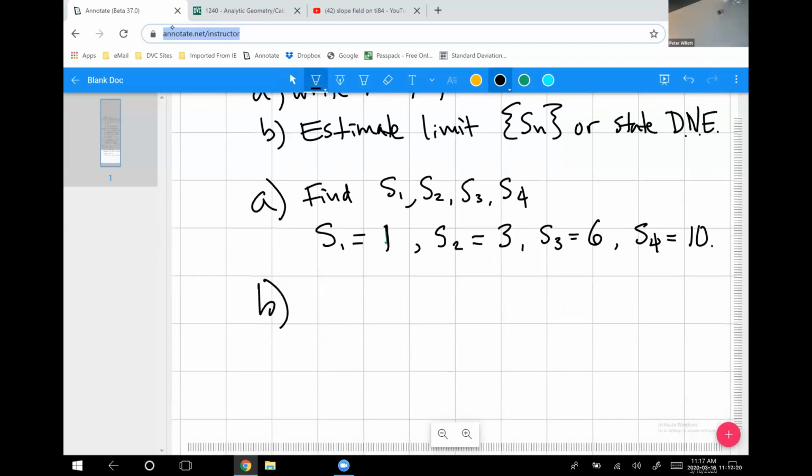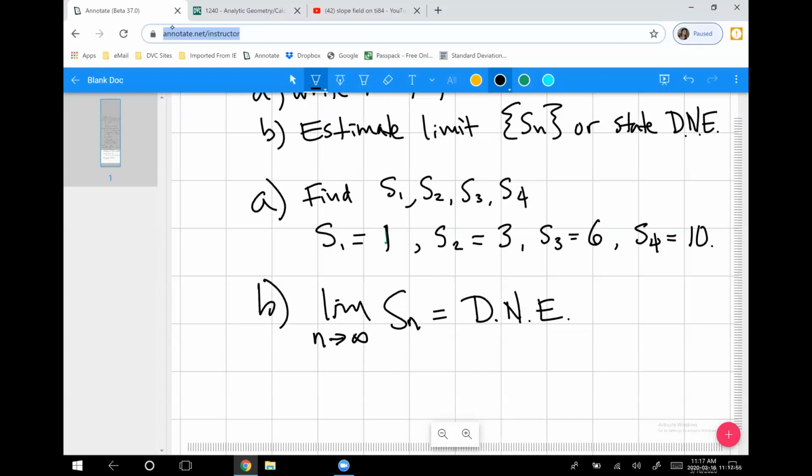So for part B, it says to determine if there's a limit. So in this case, the limit as n tends to infinity of S sub n does not exist. Is that something that we can see, or has it gotten too confusing to draw that conclusion? Comments, suggestions, questions? Wait, so how did you come up with that conclusion?